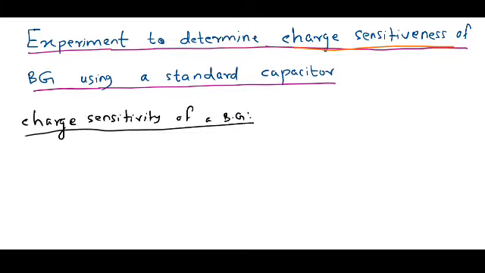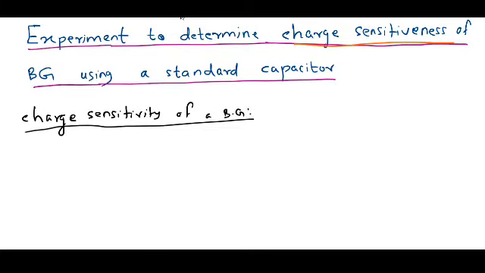Charge sensitivity is defined as the charge required to produce 1 millimeter deflection on a scale kept 1 meter away from the galvanometer. I request the viewers to watch the previous lecture first, where I have explained the working of a ballistic galvanometer with theory, and this lecture is a continuation of that previous lecture. So, to get a clear idea about the ballistic galvanometer, you first watch the previous lecture.